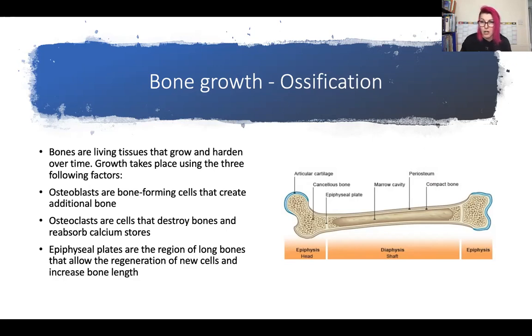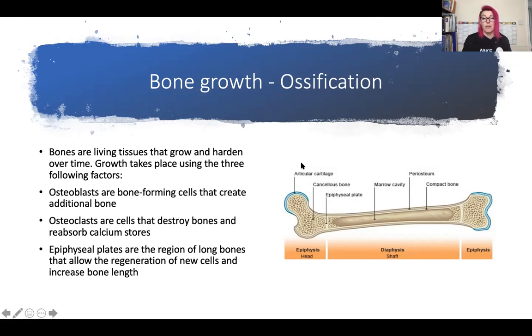So if you have a closer look at that bone, we've got the articular cartilage around the end, that blue lining. You've got the cancellous bone. You've got the epithelial plate, which is our growth plate. You've got the marrow cavity in there, the periosteum, which is the outside of the bone, and the compact bone. You will need to know the diaphysis, the shaft, the epiphysis, the ends, and the head as well. So you need to be able to label a bone, and there may be a little challenge for you to do that in a moment.